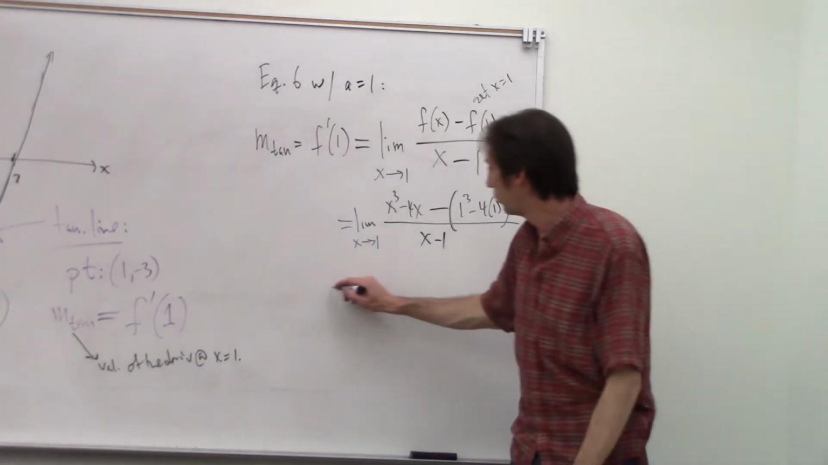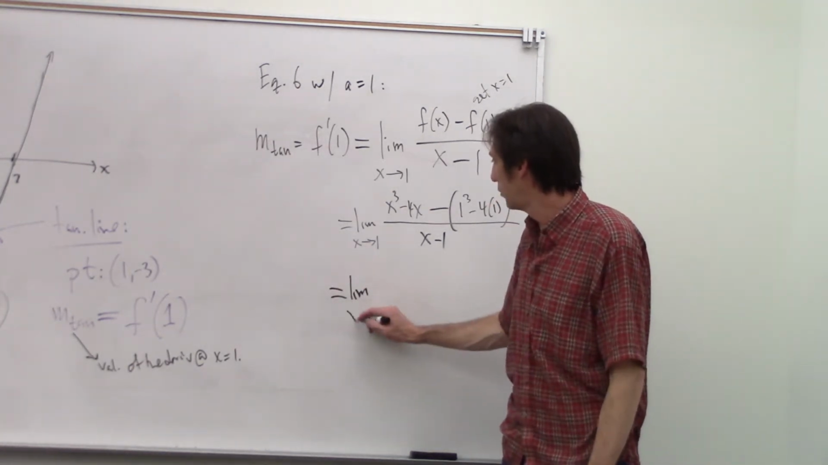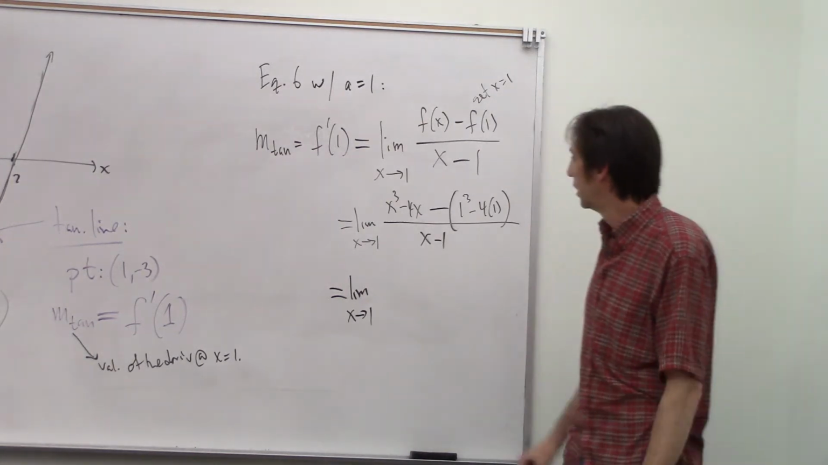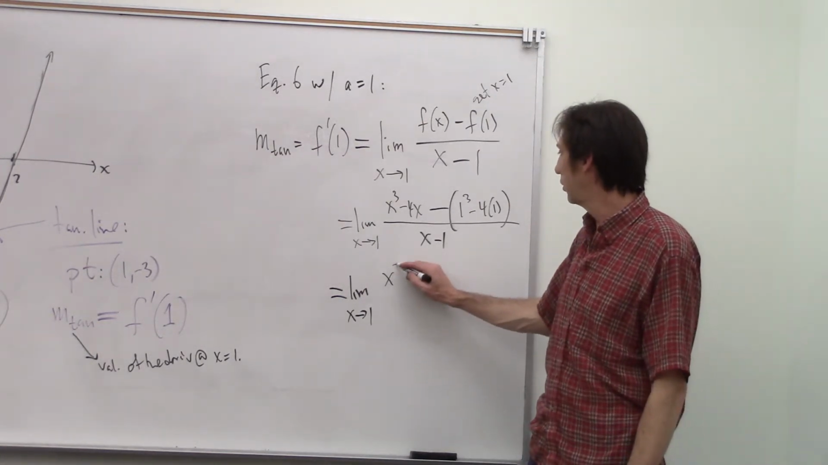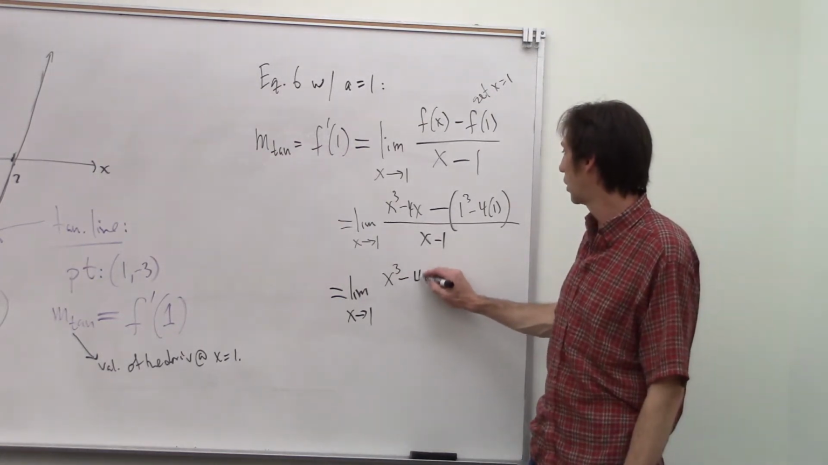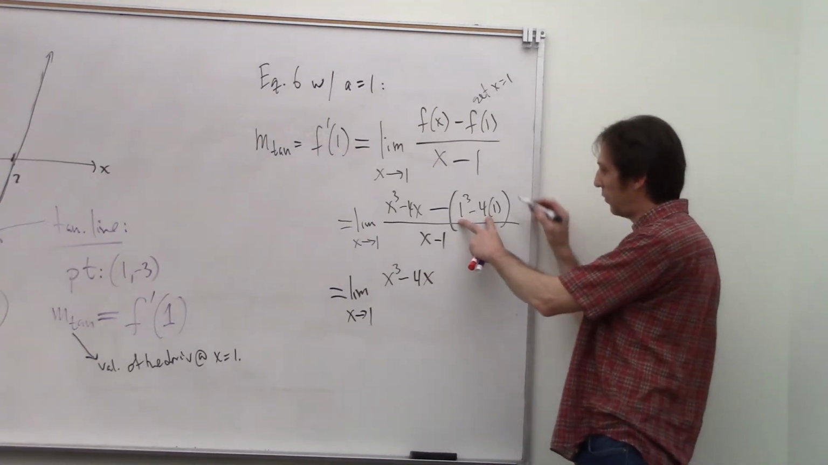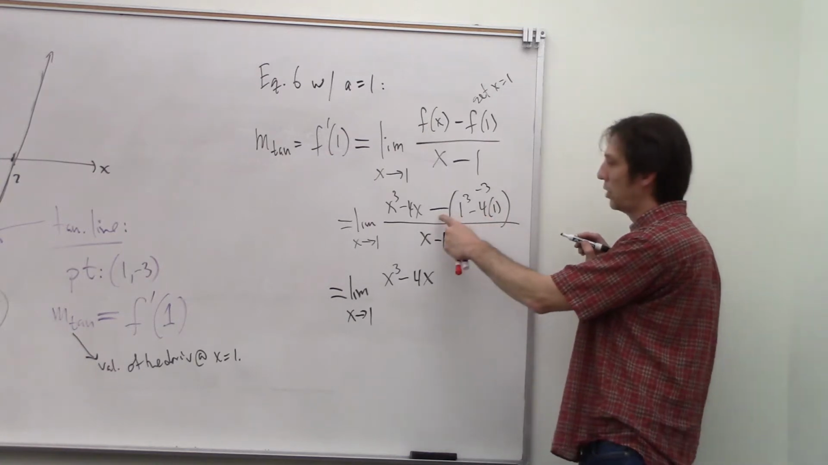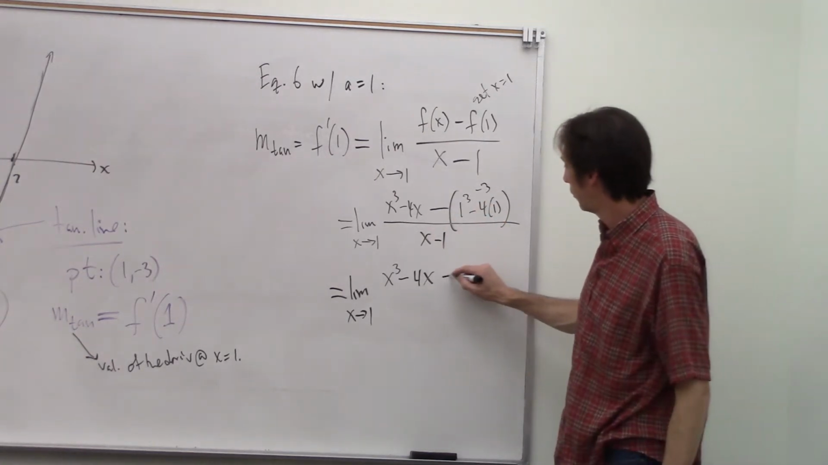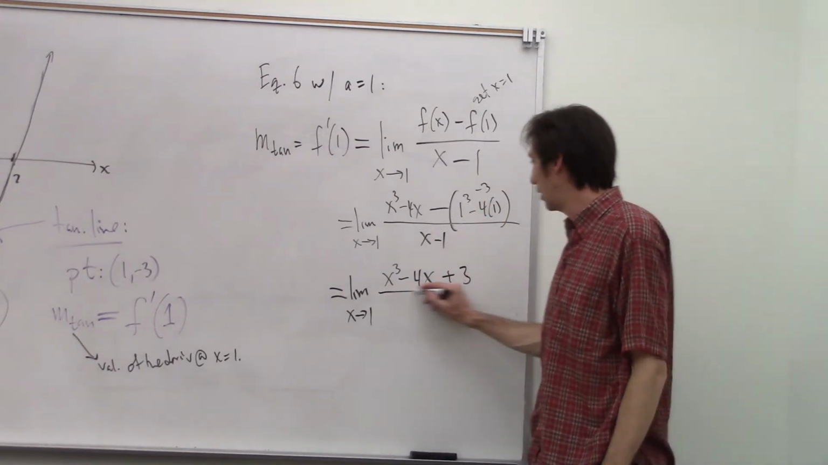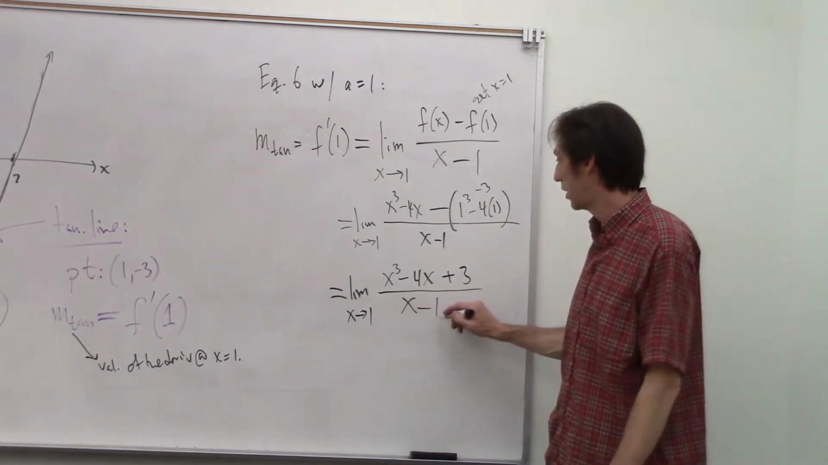Okay, let's simplify. Here's the limit as x goes to 1. In the numerator, we have x cubed minus 4x. And then inside the parentheses, I have 1 minus 4, which is -3, but it's being subtracted, so that turns into a plus 3. In the denominator, you have x minus 1.